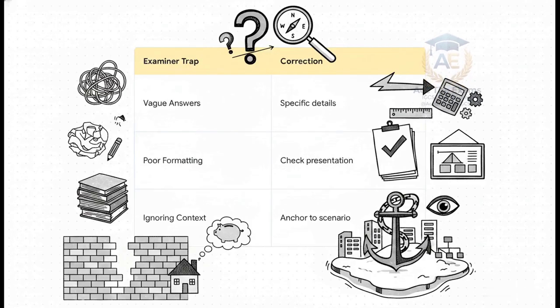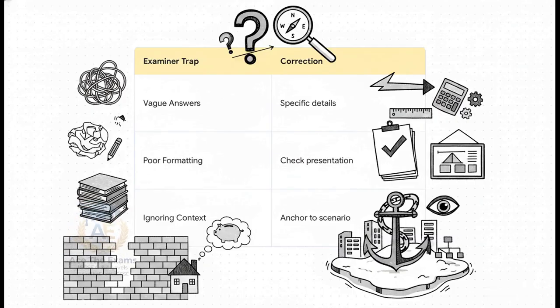Trap number 3, the absolute deadliest of all, ignoring context. This happens all the time. A student will write a truly brilliant, perfectly memorized textbook answer about why a public share issue is the greatest way to raise capital, but they completely ignored the fact that the specific case study on page 2 explicitly stated that the company is a tight-knit family business whose founders absolutely refuse to give up any voting control to outsiders. By suggesting a share issue, you just proved you aren't reading the scenario.